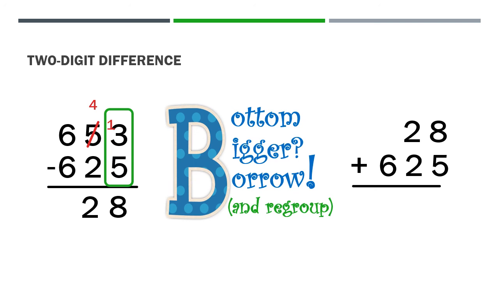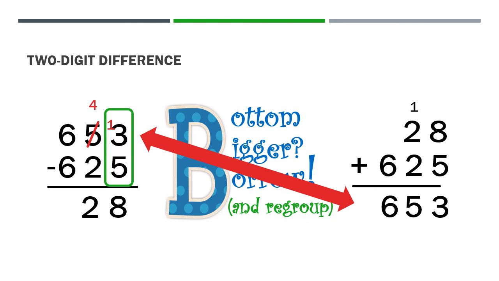So 8 plus 5 equals 13. And I'm going to write my 3 and carry my 1. And 1 plus 2 plus 2 equals 5. And 0 plus 6 equals 6. And so my sum of 653 does match the top number of my subtraction problem. And so I know that my work is correct.